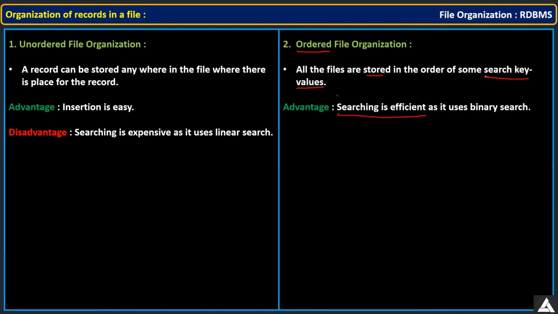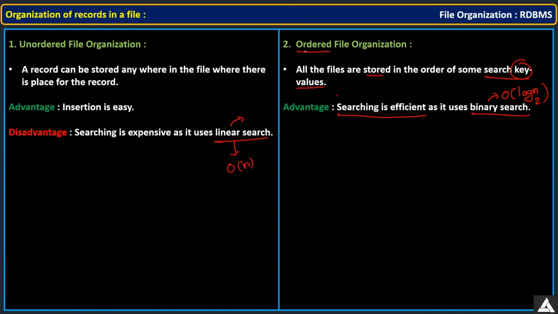Because if you follow a particular order, ascending or descending, based on the key you are using, you can implement binary search. If you implement binary search, what is the complexity? You can find any element within log n base 2 time in the worst case. But if you follow linear search, it will take order of n time.